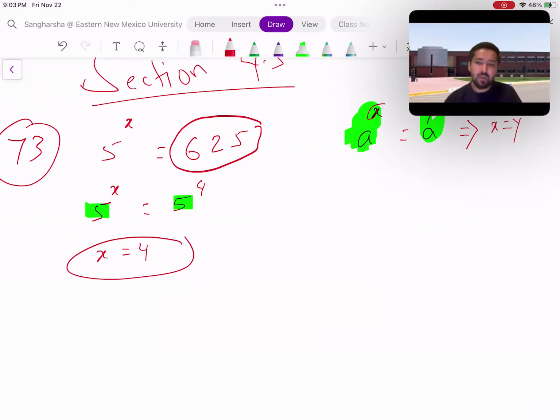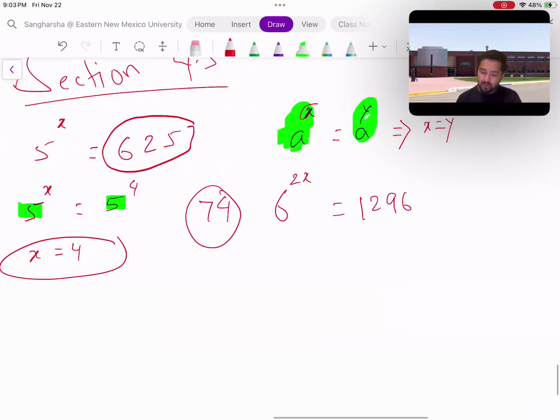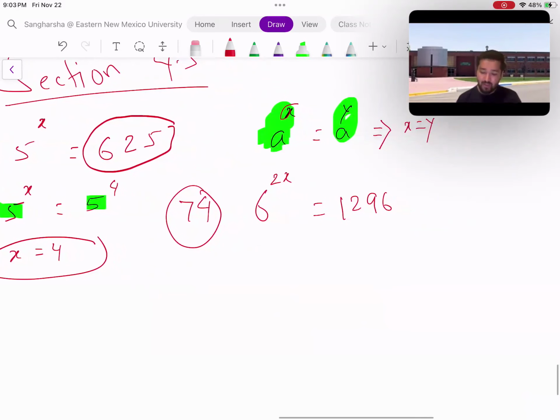Okay, you always try to write using the same base. In 74, we have 6 to the power 2x equals 1296. Now, is there any way we could rewrite 1296 as a base of 6? I think we should be able, right? Okay, what is 1296 in terms of 6?